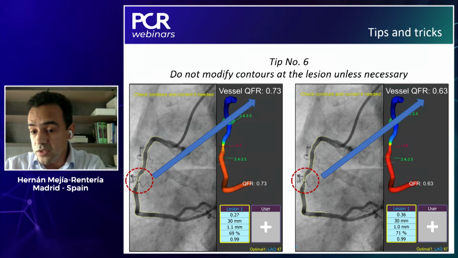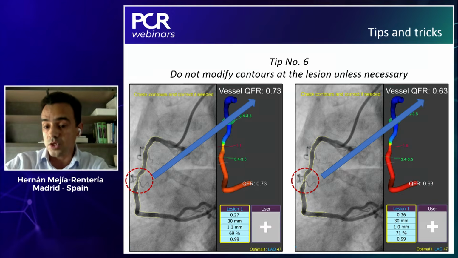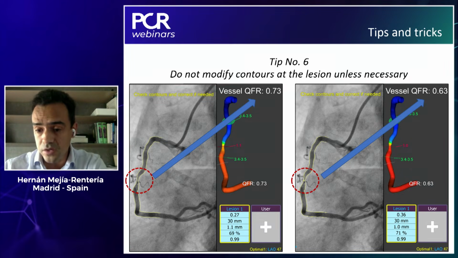In this case, this is not too much relevant because in both cases we obtain an ischemic value and therefore the clinical decision will be the same. But if you are facing a value very near to the cutoff, then you can cause a change in the revascularization strategy.